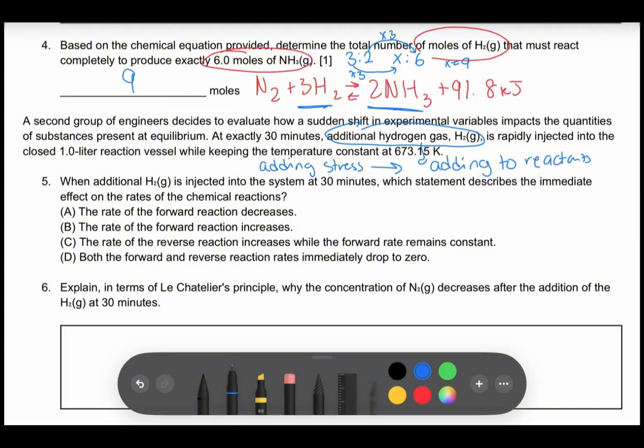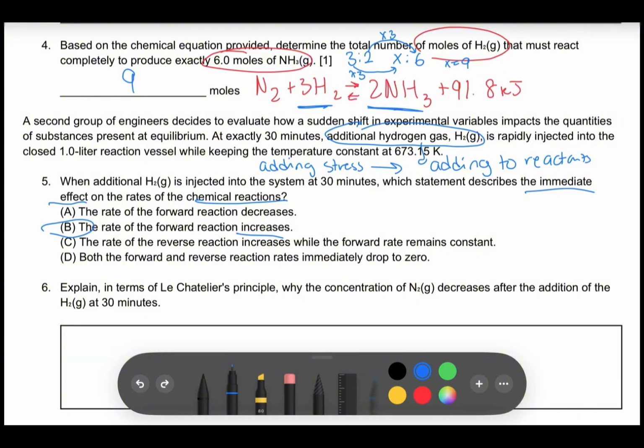So when additional hydrogen is injected into the system at 30 minutes, which statement describes the immediate effect on the rates of the chemical reactions? Well, if we're adding more stress into the reactants, that means that the rate of the forward reaction is going to increase because we have more reactants to produce more products. So that's going to mean that the rate of the forward reaction is increasing.